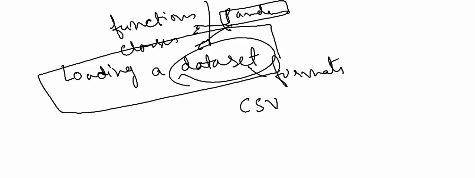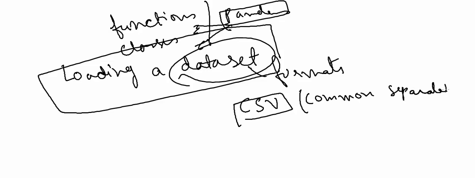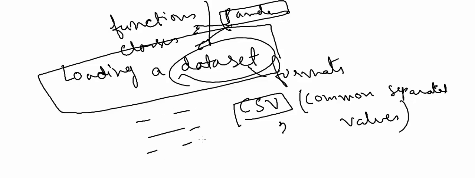You might have seen a CSV file. CSV is a shortened version of comma separated values. A comma separated value file is a delimited text file that uses a comma to separate values. Each line of the file is a data record. Each record consists of one or more fields separated by commas. The use of the comma as a field separator is the source of the name of this file format, CSV.